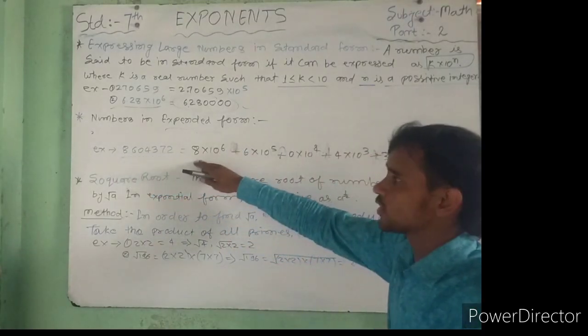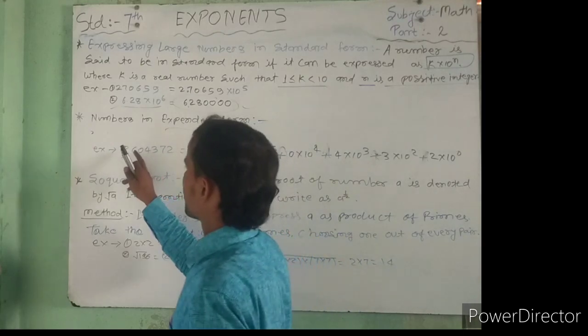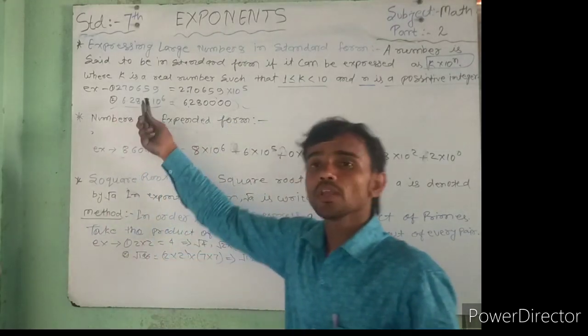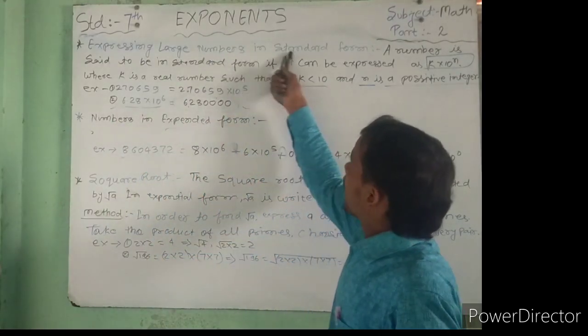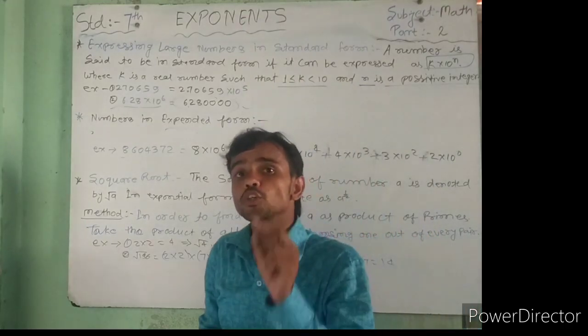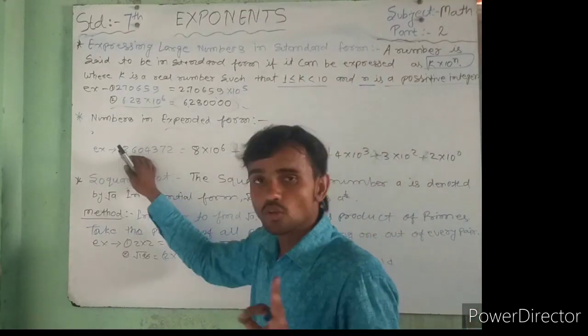So firstly you read that number: 1, 2, 3, 4, 5, 6, 7. So what I said before, in expanded form, firstly you count the number.